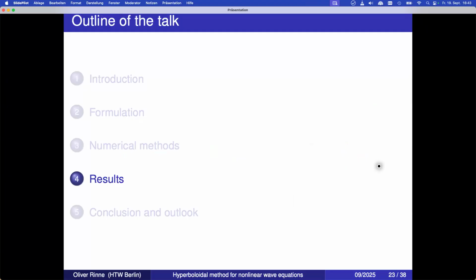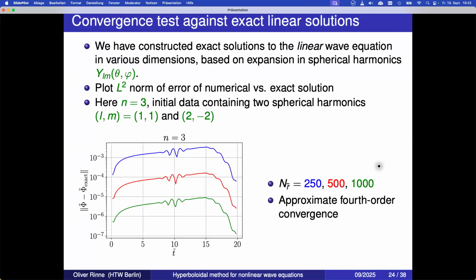So then finally, let's go to the results. First of all, it's always nice to have some kind of sanity check of the code. And for this, I constructed some exact solutions to the linear wave equation in various dimensions. You can work those out also in terms of these hyperboloidal coordinates, and they are based on an expansion of the solution in spherical harmonics by Lm.